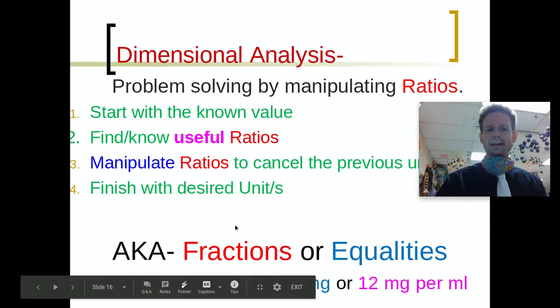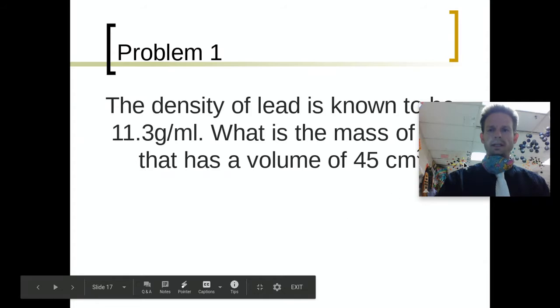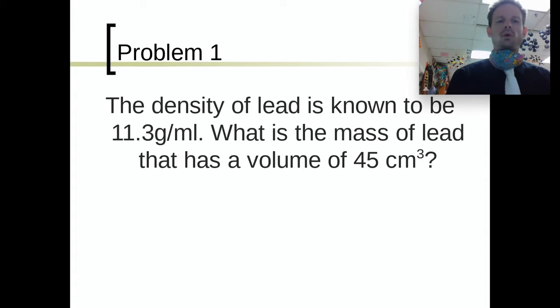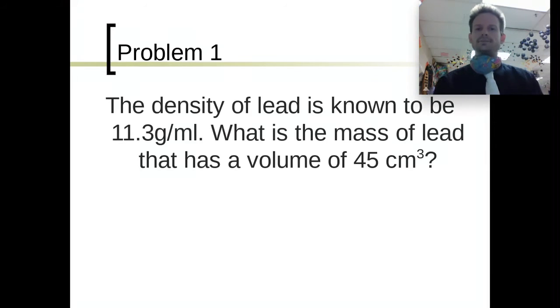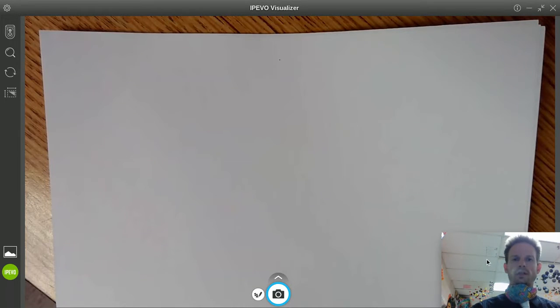And so what we're going to do right now is a couple problems together in order to solve this. So let me show you the first problem. It says that the density of lead is known to be 11.3 grams per milliliter. What is the mass of lead that has this defined volume? All right, we're going to take a look at that problem.